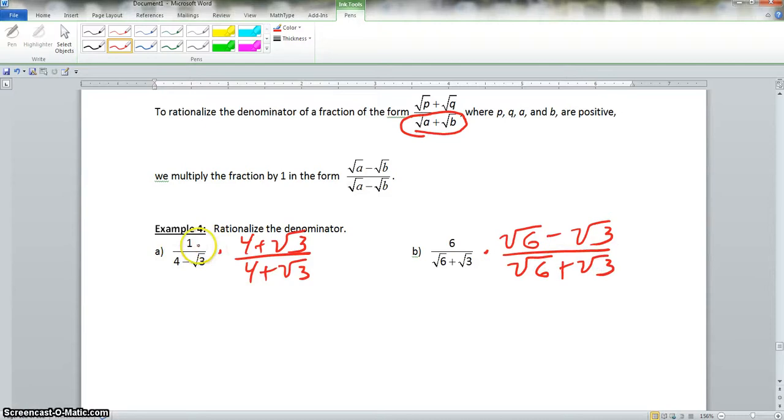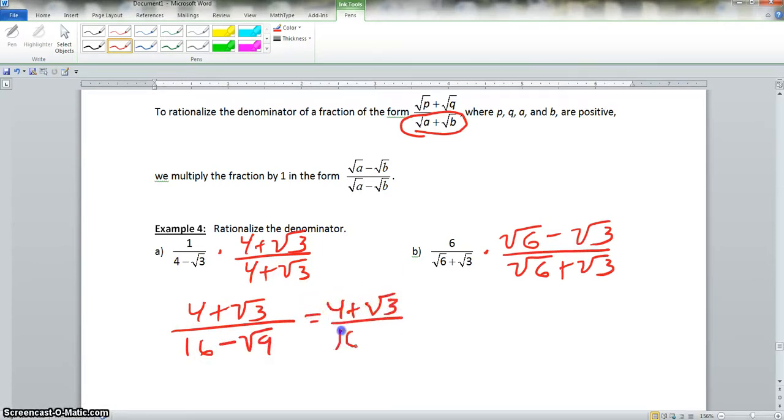Now when we multiply, we know our numerator is just going to be 4 plus the square root of 3 here. Now remember what I told you with the conjugates. You could do the first times the first. 4 times 4 is 16. And the second times the second, which will give you a minus square root of 9. So it'll be 4 plus the square root of 3 all over 16 minus 3. And we know 16 minus 3 is 13.